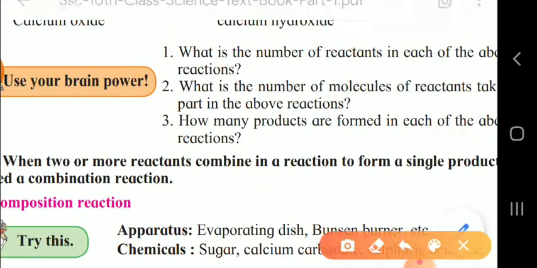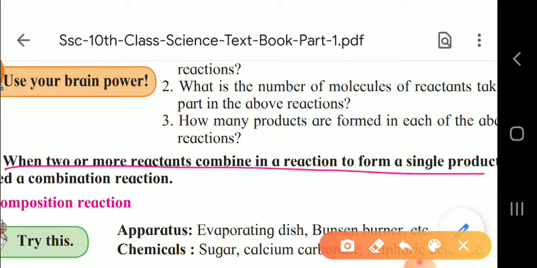This you have to underline, children, fully, and you have to learn it by heart. When two or more reactants combine in a reaction to form a single product, it is called a combination reaction. So this is very easy. You can learn it easily. So you have to learn it, children.